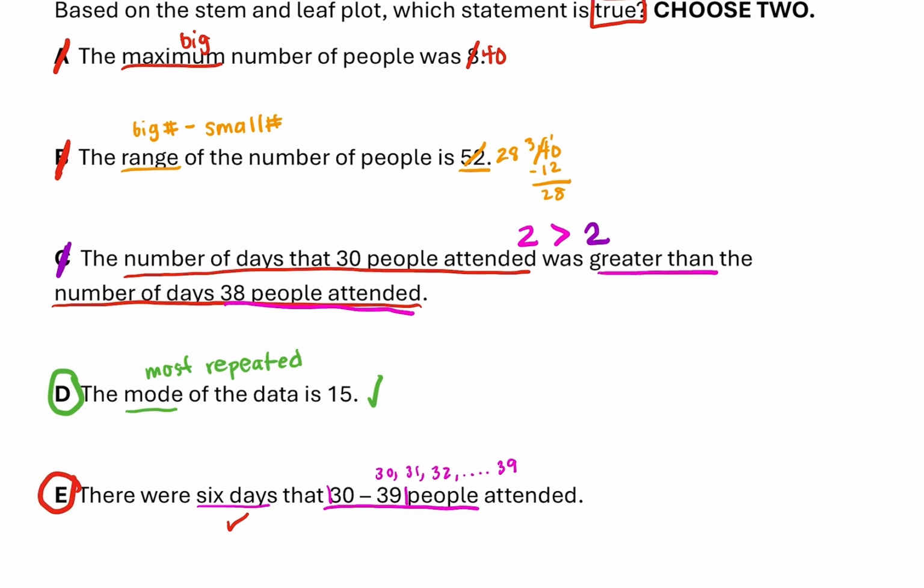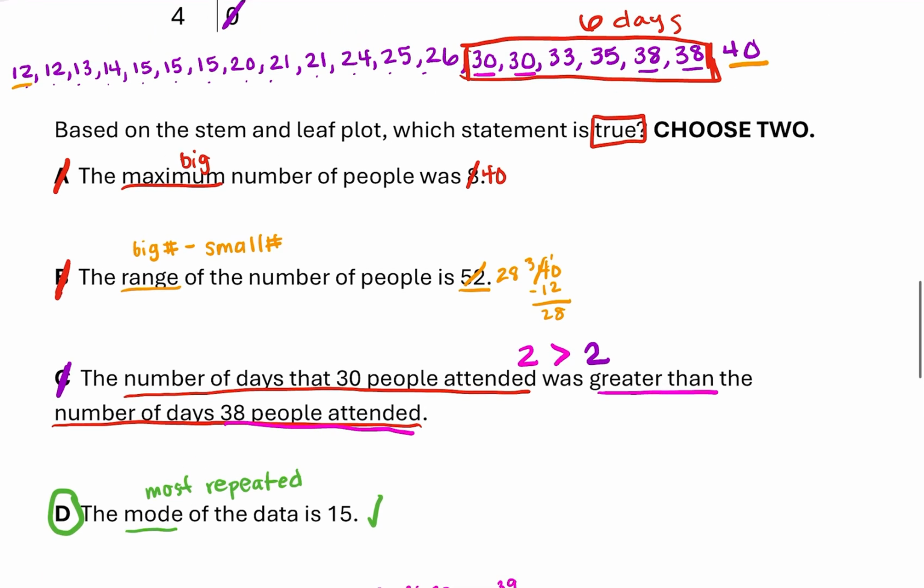So we still need to know our vocab for mean, median, mode, and range, and put your numbers in a list and use the list. Do not look at the stem and leaf to answer your questions.